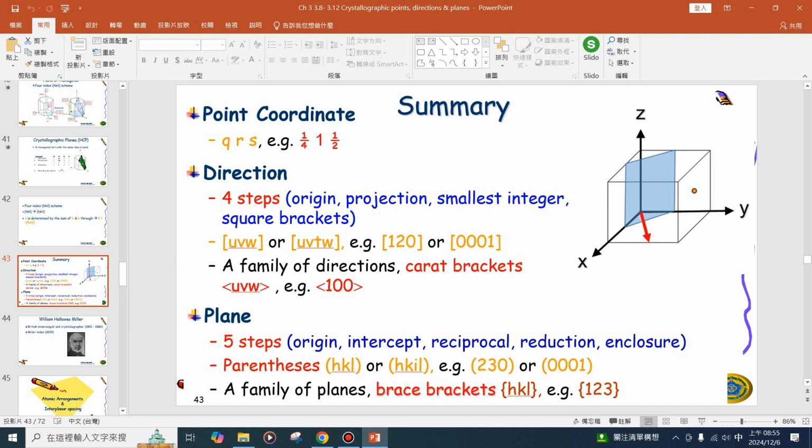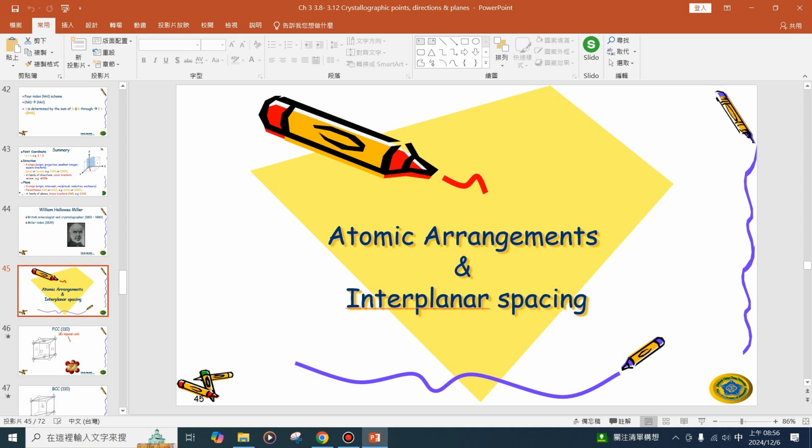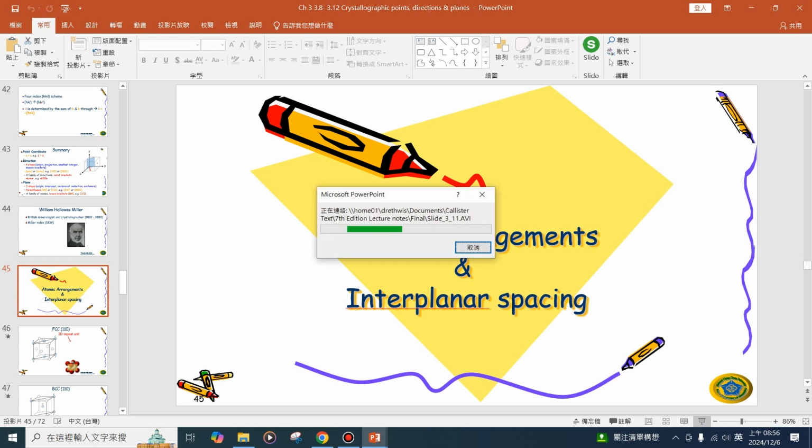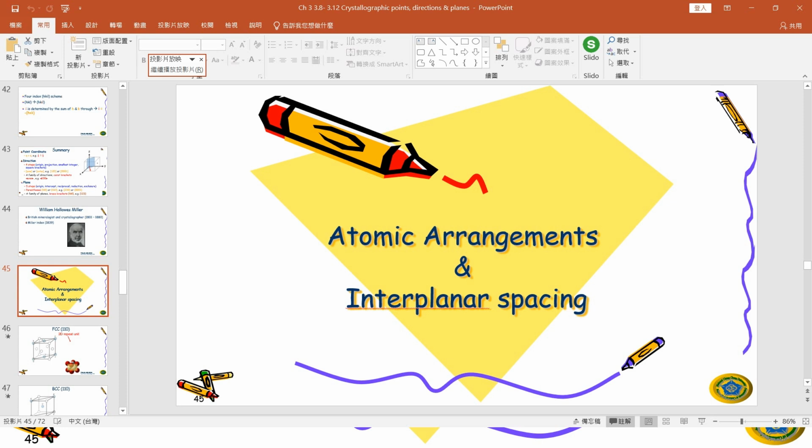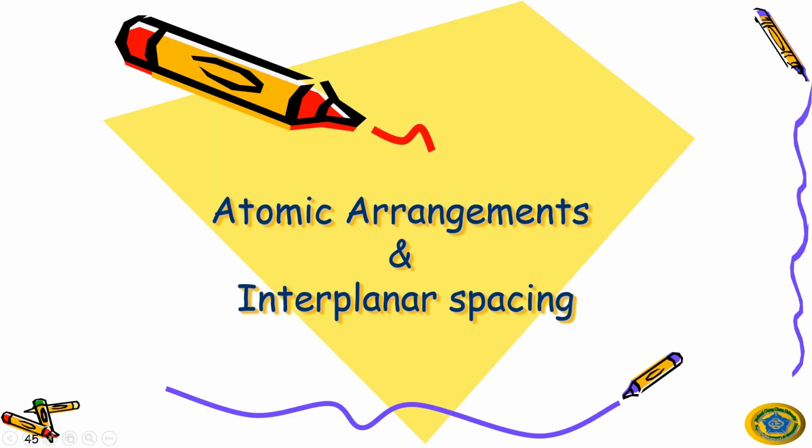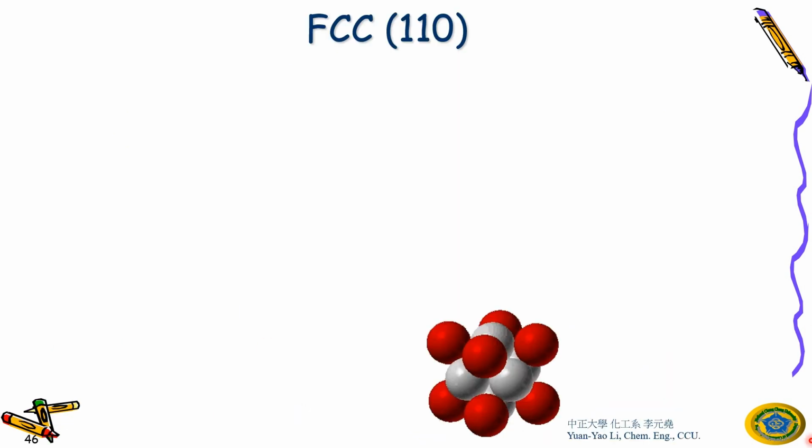So these are the 3 important topics you need to learn, and for sure, this will be in your final exam paper. Okay. All right. So I hope you understand this, and then today let's move to another topic. That is atomic arrangement and interplanar spacing.